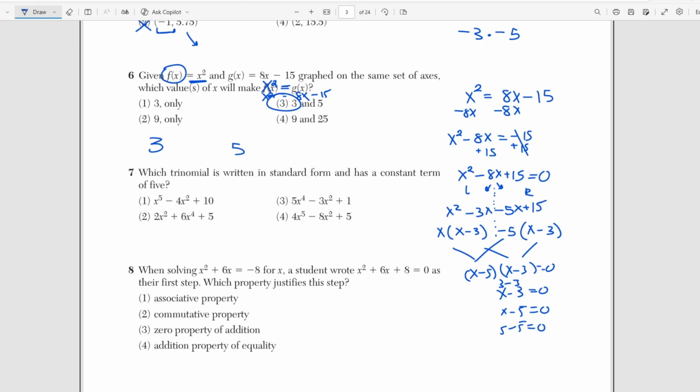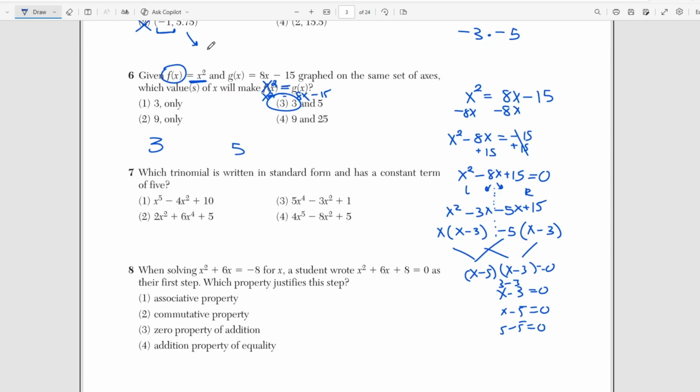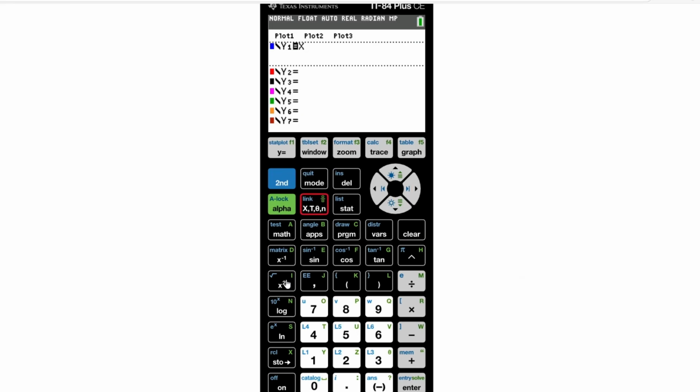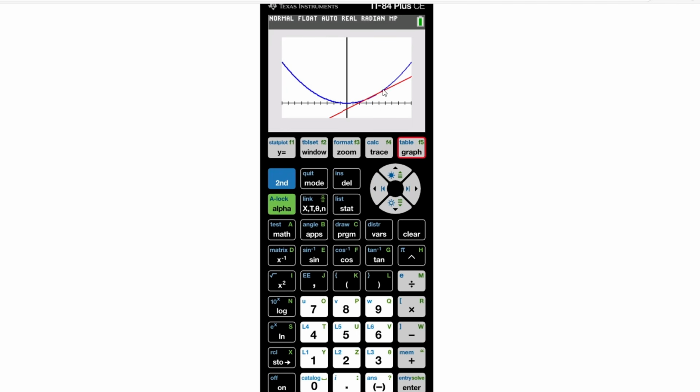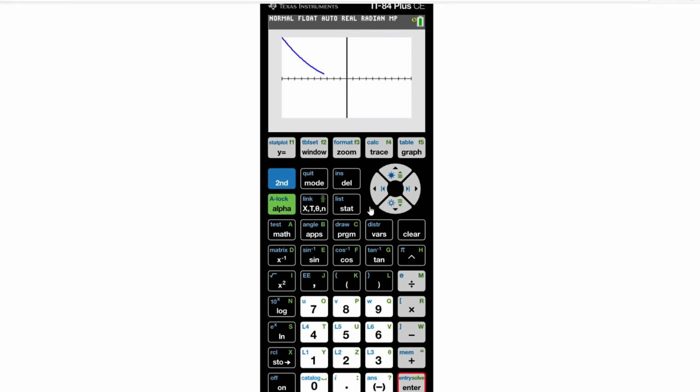Now, let's say you didn't want to do all that math. What you could have done was press y equals, and graph both of these functions. So you could have graphed x squared, and then 8x plus 15. Sorry, add 8x minus 15. If you hit graph, it's kind of hard to tell where the two functions are. So you can press zoom, and then zoom fit, okay? And that's going to readjust the zoom.